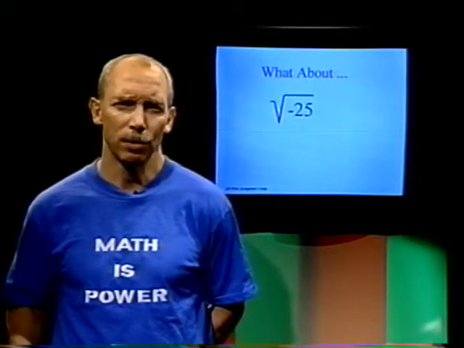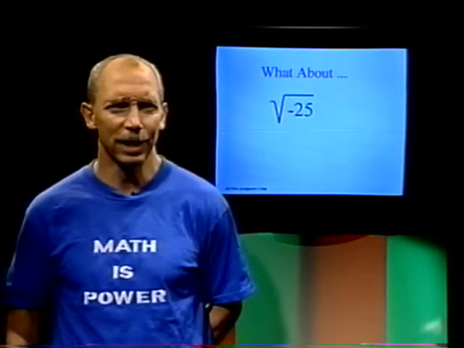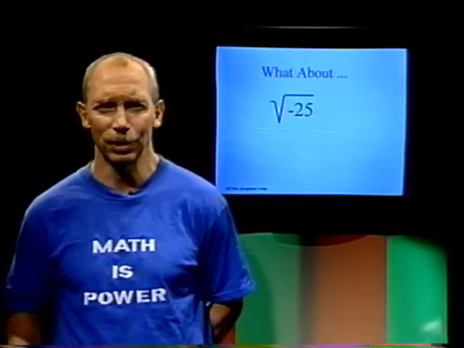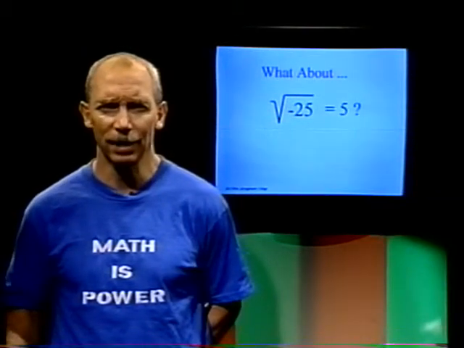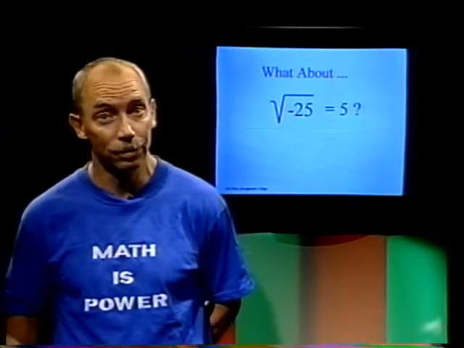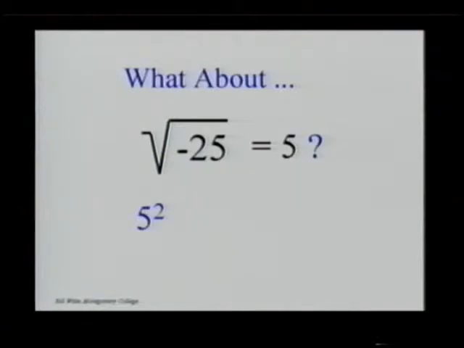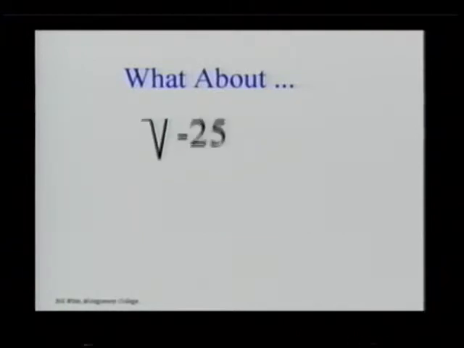What about this bad boy? The square root of negative 25. Here's where it gets really crazy. Well, is 5 valid? Let's test it out. 5 to the second power. What are we hoping that it equals if this works? Does 5 times 5 equal negative 25? No, it equals positive 25. They don't equal each other. So that's not going to work. The square root of negative 25 doesn't equal 5.